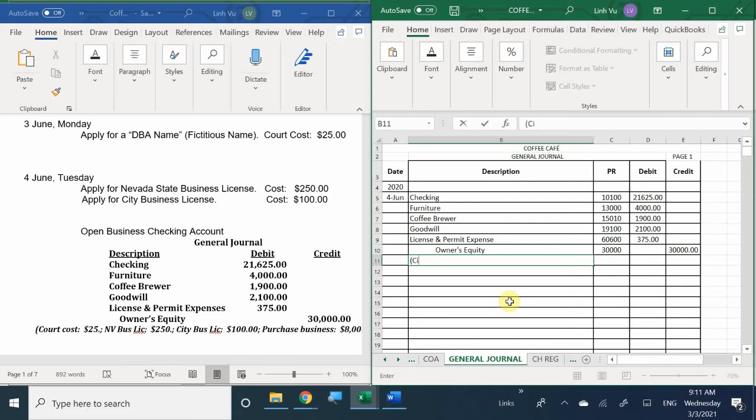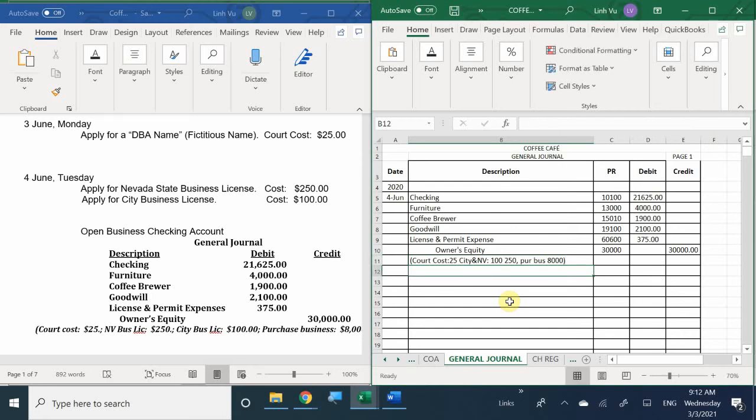So I can go ahead. Court cost 25, city 125, NV was 250. And I purchased a business for a total of $8,000. Okay. So the business, I bought the two assets and the business name to give a grand total of $8,000. Okay?